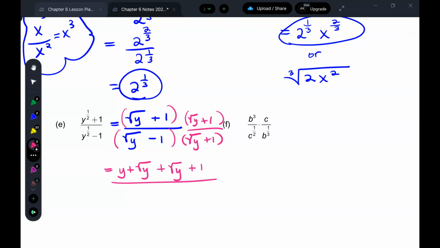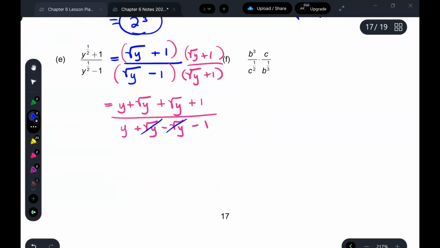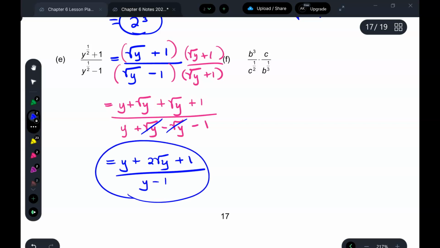Okay, in the denominator, root y times root y is y. What happens when we do the outside and the inside? They're just going to cancel out, right? Because we'll have a plus root y and a minus root y. So these are going to cancel. Okay, so what do we get for the final answer? In the top, y plus 2 root y plus 1, all over y minus 1. Yeah. So did we get rid of the root on the bottom? Yes.